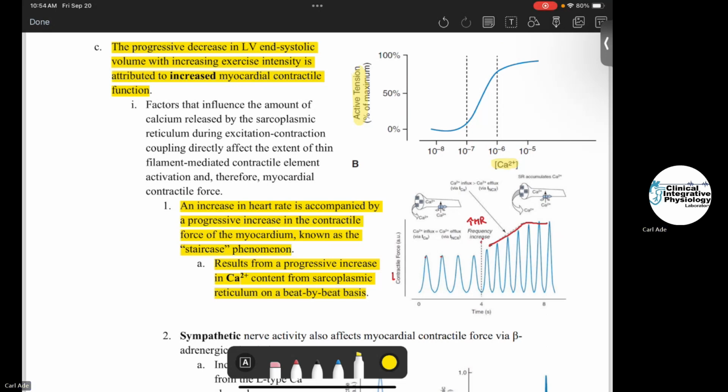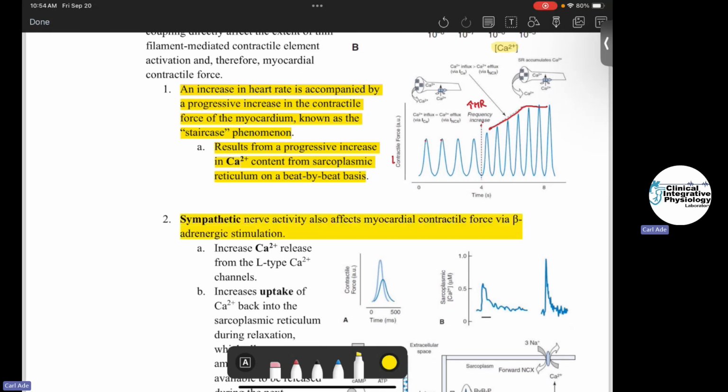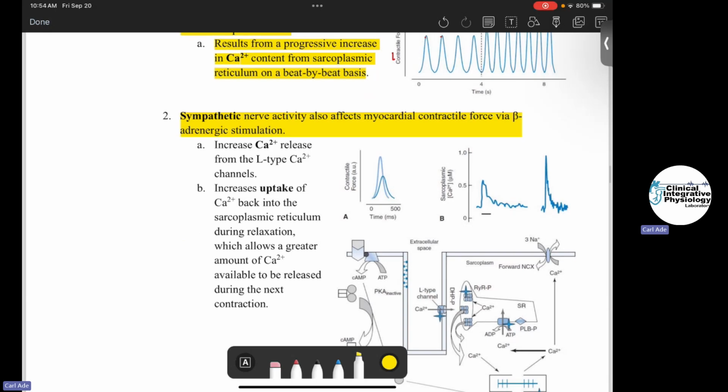So we get this progressive increase in calcium from the sarcoplasmic reticulum on a beat-by-beat basis, just by heart rate going up. We also know that sympathetic nerve activity can increase contractility. This is what's helping us during exercise. So that sympathetic nerve activity increases the amount of calcium being released from those L-type calcium channels we've mentioned before. And we can actually see in my figures to the right here. So here's contractile force and time. Here's sarcoplasmic reticulum calcium under different conditions. This is with sympathetic nerve activity. More calcium being released from the SR, more contractile force.